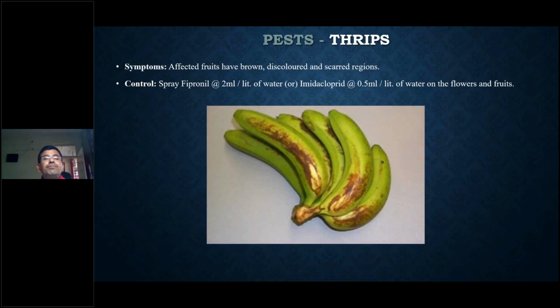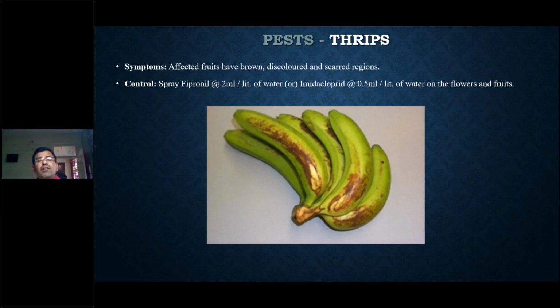Then thrips. This is another major pest which directly affects the final product, and the buyer will reject our fruits. Why are they rejecting them? You can find brownish patches affected by thrips. During the ripening process, the fruits after ripening turn black wherever the thrips infected, and no consumer will buy the fruits. This is a symptom of thrips.